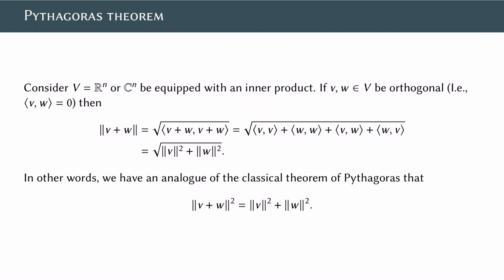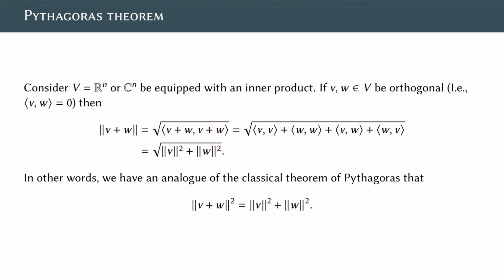So you will get v comma v, that's just this combined with this. Then you will get w comma w, that's just this combined with this. Then you get v comma w, that's just this combined with this. Then you will get w comma v, that's just this combined with this. I have just expanded out using the various properties of the inner product. I get this huge thing.